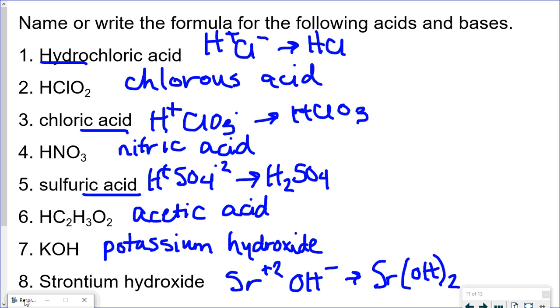This concludes all of the types of nomenclature, so make sure that you're practicing and can use all of the different rules.